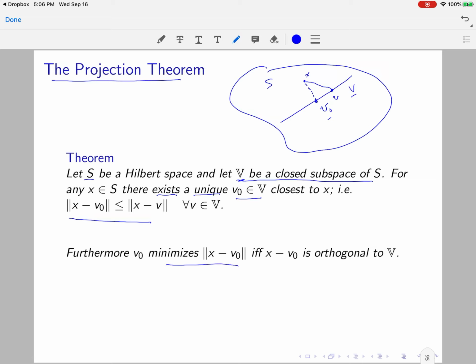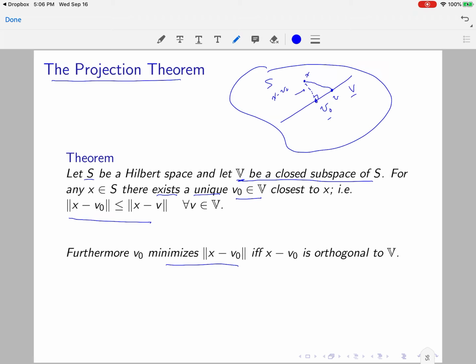If and only if x minus v naught, so this vector here, is orthogonal to the space V. In other words, it's orthogonal to every element in V.